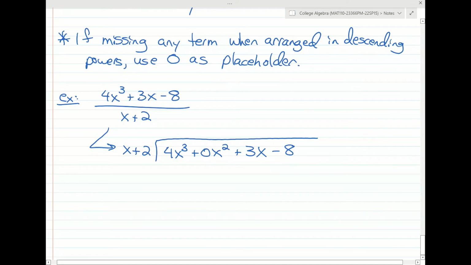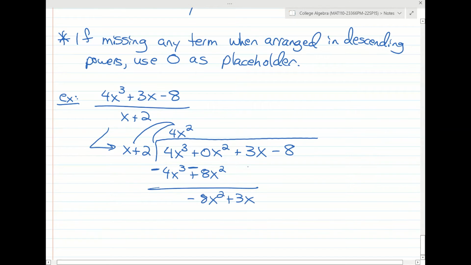Now everything's the same. X times what is 4x to the third? The answer is 4x squared, and then you multiply that by everything in front. 4x squared times x plus 2 is 4x to the third plus 8x to the second. But then you have to subtract them. 0 minus 8 is negative 8x to the second plus 3x. And then this process starts over again. X times what is negative 8x squared? The answer is negative 8x.